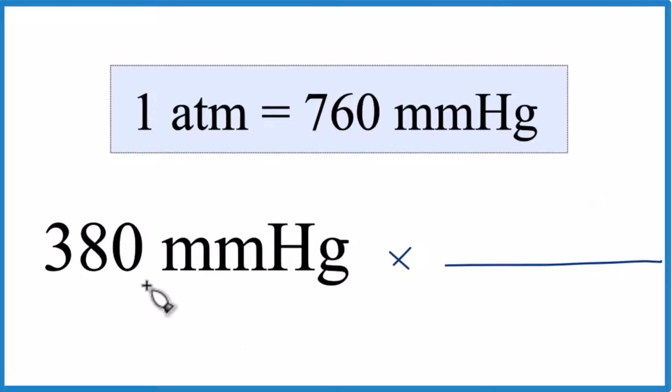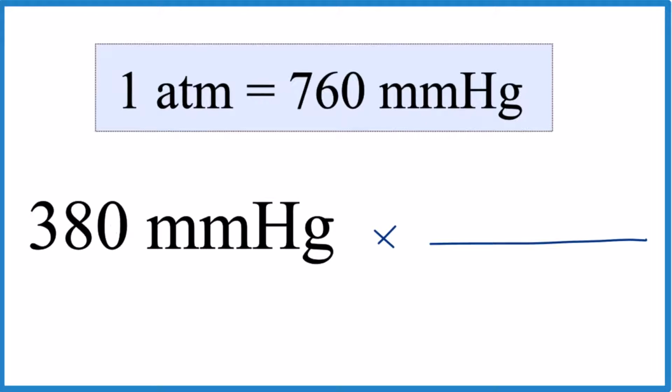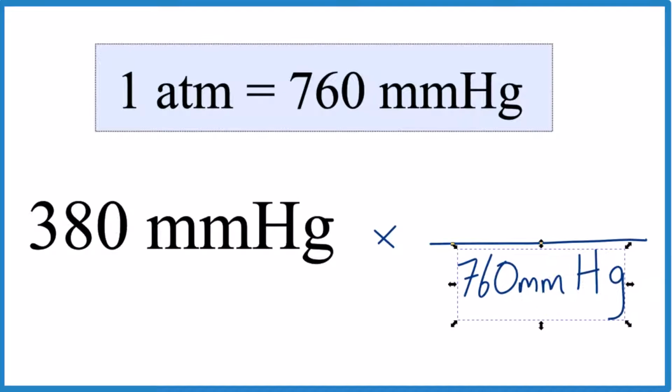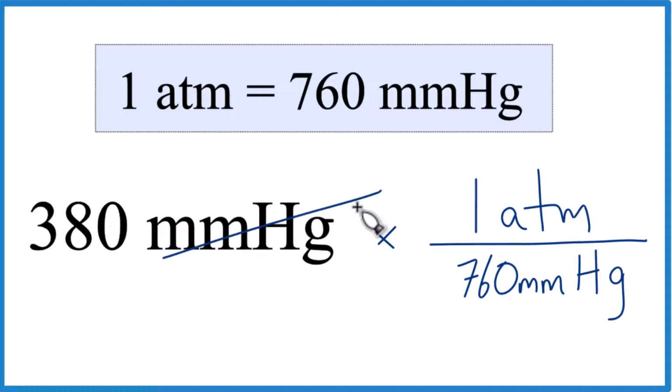So we want this millimeters of mercury to cancel out. So what we'll do is we'll have the 760 millimeters of mercury down here in the denominator. That way they cancel out. Then on top, we want to end up with atmospheres as our final answer. So our 1 atm goes up here. That's the conversion factor. And now when we multiply, millimeters of mercury on the top and the bottom cancels out. We're going to be left with atmospheres.